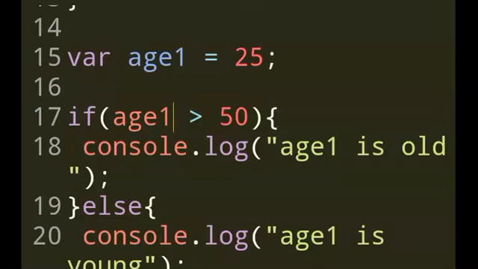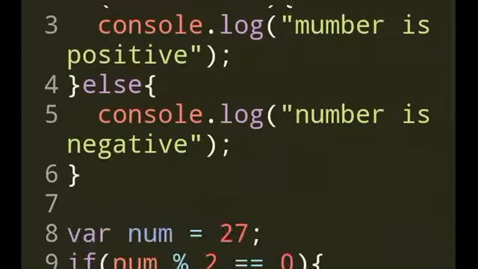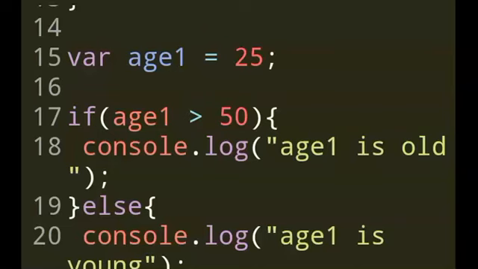So let's see what is the result. Age1 is young. Yeah? Why? Because not more than 50. If more than 50 the condition, then you have to declare that age1 is old. But here it is young because it's given to be less. Okay.